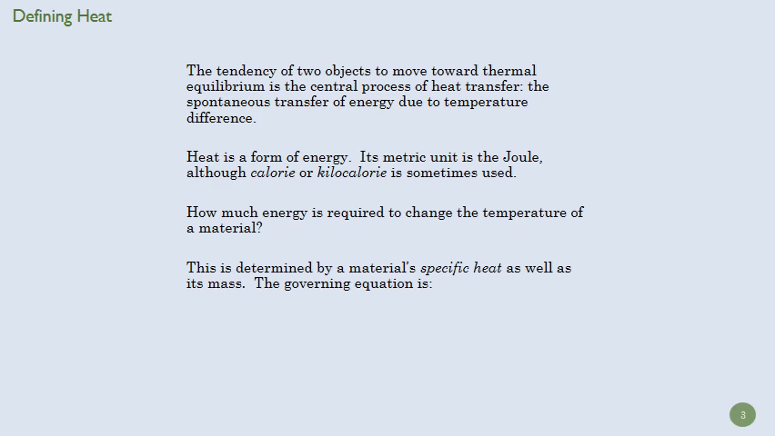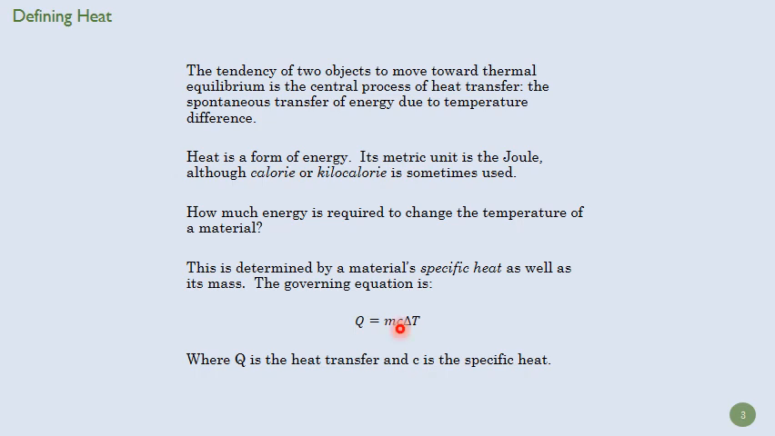And we need something called the specific heat of a material to know the answer to that. So we have a governing equation that is stated Q equals mc delta T. Q is the heat transfer, how much energy is being moved into an object. M is your mass, C is your specific heat, and delta T is your temperature change, right?